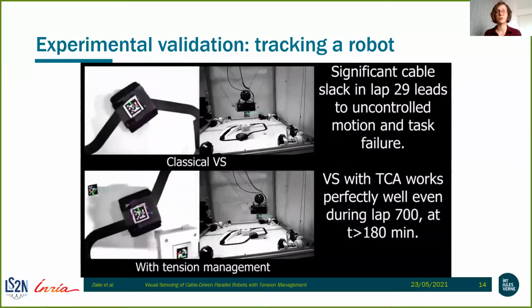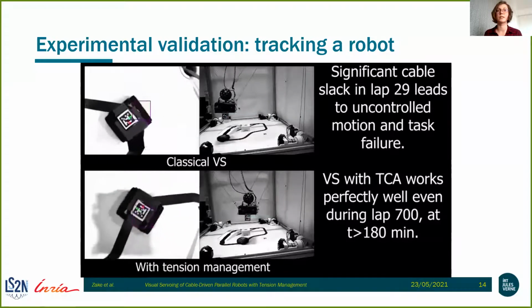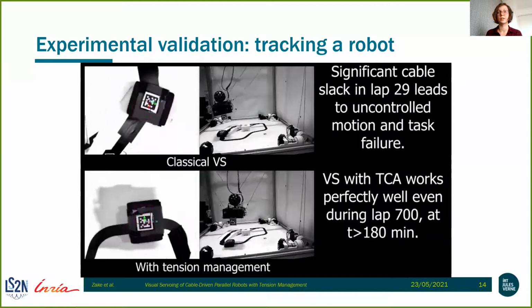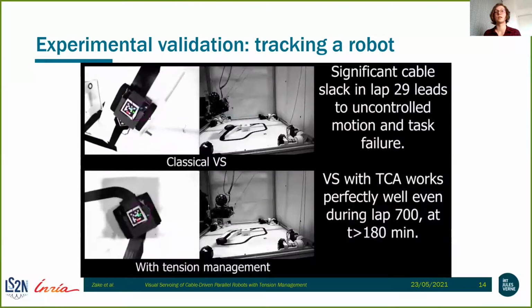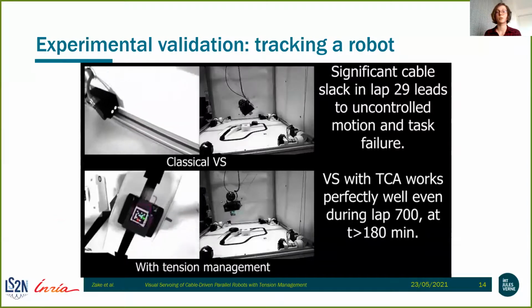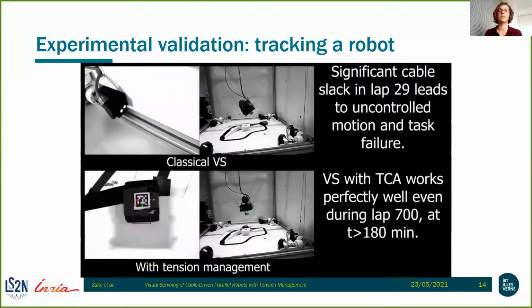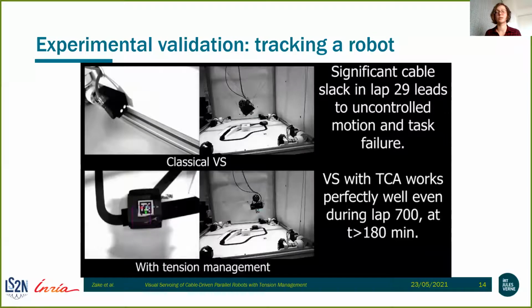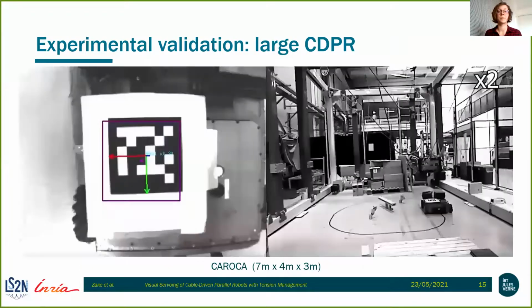For classical visual servoing, there was so much slack already in the system that it led to the task failure, while after 3 hours of work, the visual servoing with TCA still behaved almost exactly as in the first laps. So we stopped the experiment as we saw no degradation of behavior.